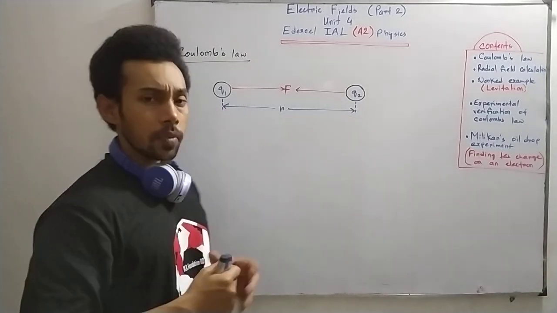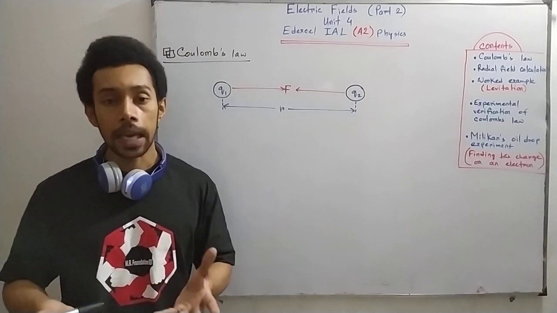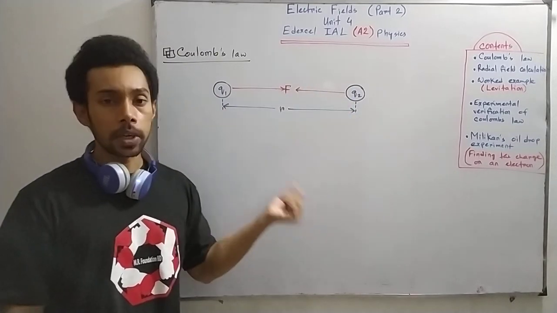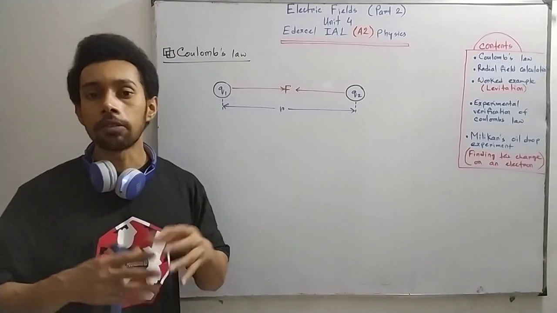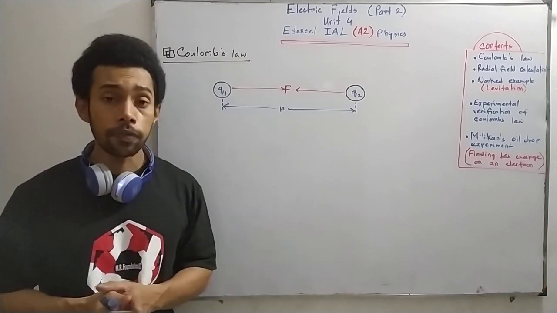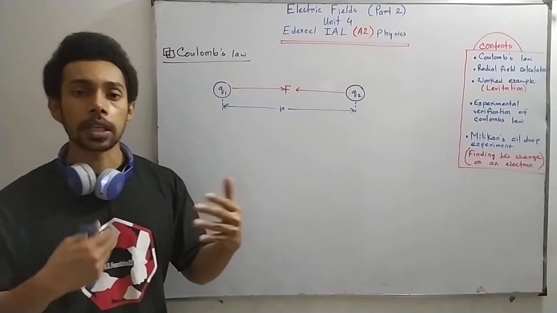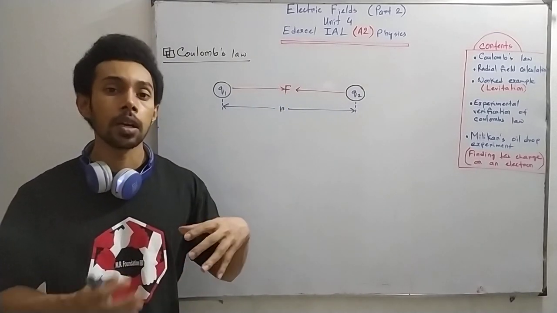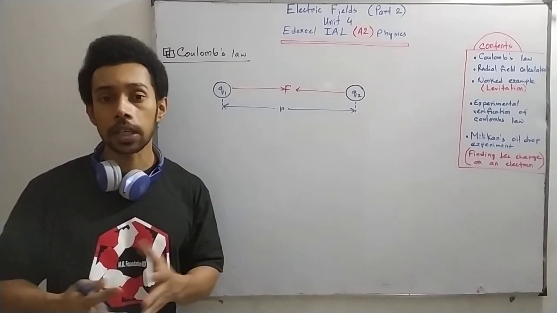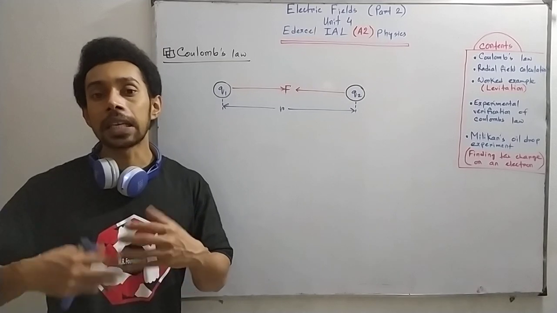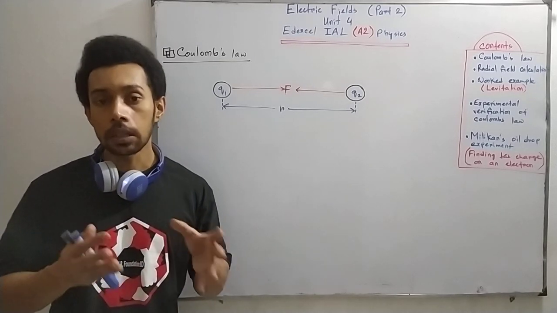Okay, and we know that like charges repel and unlike charges attract. If the two particles or two objects have like charge, they will repel each other, and if they have opposite charges, they will attract each other like this. So there may be a force of attraction or repulsion, and this force is due to the charge. That means it is an electrostatic force of attraction or repulsion.